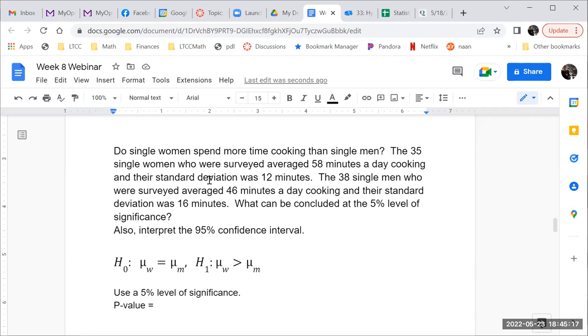Okay, what's the difference in this example and the one we just did? What's the main difference? This one's mean. Yeah, this one's mean because the survey question is, how long do you spend cooking? Does that make sense? Yeah, I spend 42 minutes cooking, something like that. Does that make sense? Yes. But we are comparing two groups.